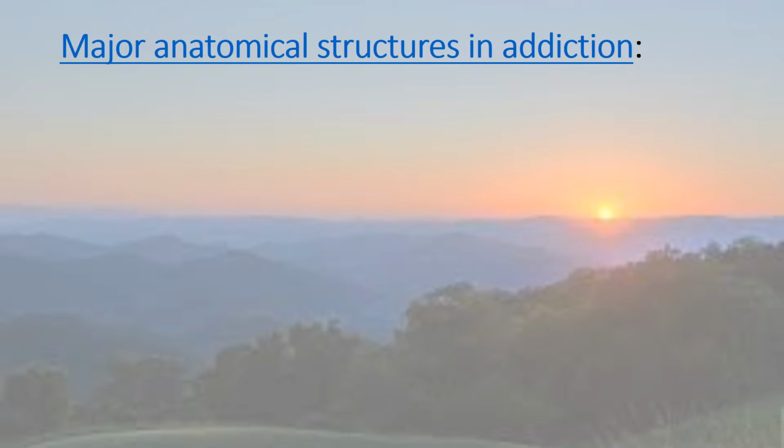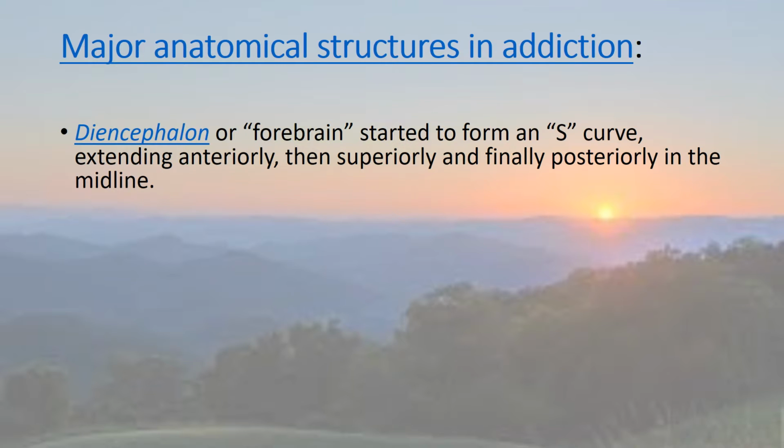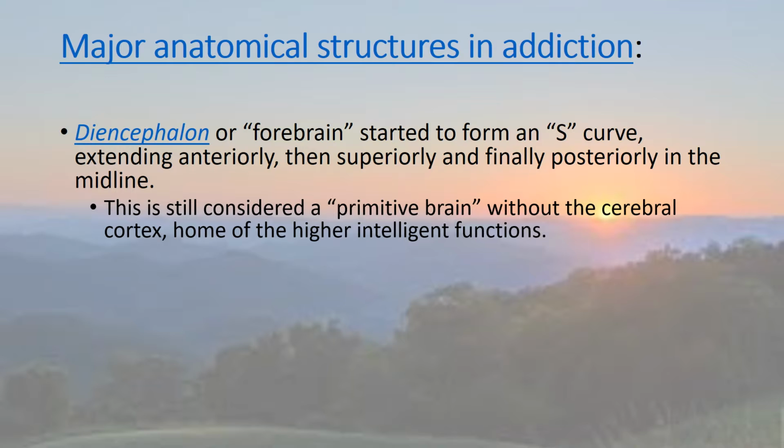The diencephalon, or forebrain, is up toward the top of that S curve that we talked about and below the corpus callosum. This is still considered somewhat primitive brain because the cerebral cortex has not yet been reached. That's the home of the higher intelligent functions. The diencephalon contains the thalamus, which can be thought of as a router or switchboard where a lot of information passes through the thalamus to other parts of the brain.